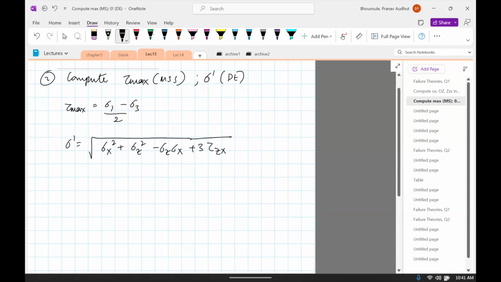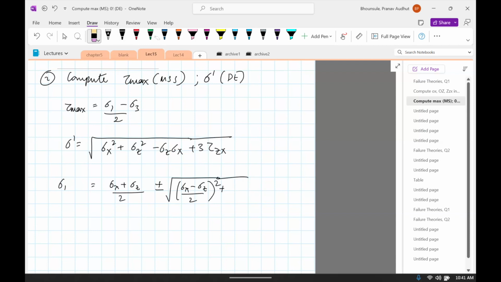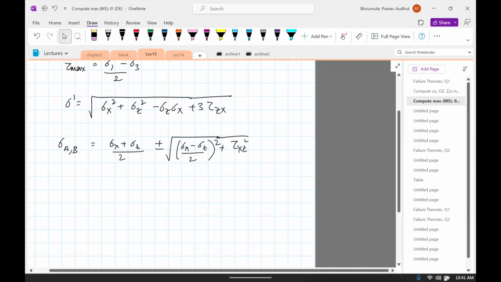Okay, so sigma 1 is the maximum stress. We can write the formula for sigma 1 as sigma x plus sigma z divided by 2, and if you remember, plus or minus the square root of sigma x minus sigma z over 2 squared plus tau xz square. Actually, let me write this as sigma a, sigma b.